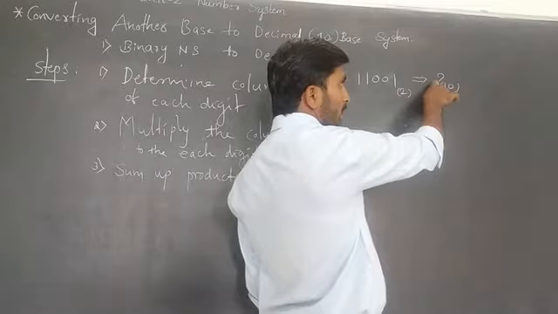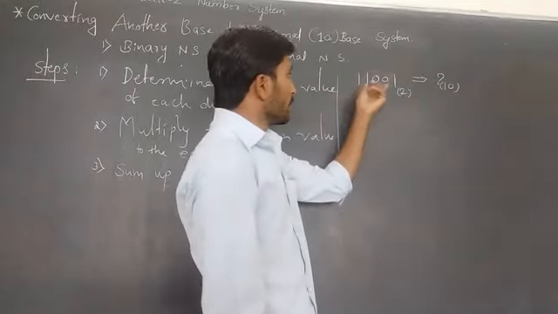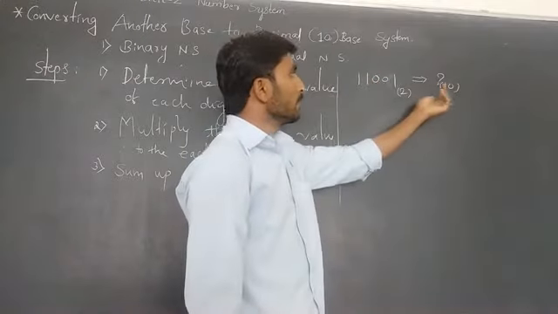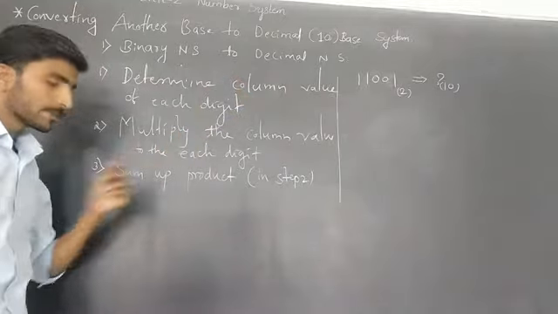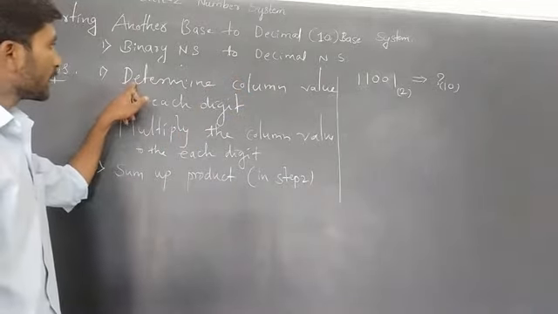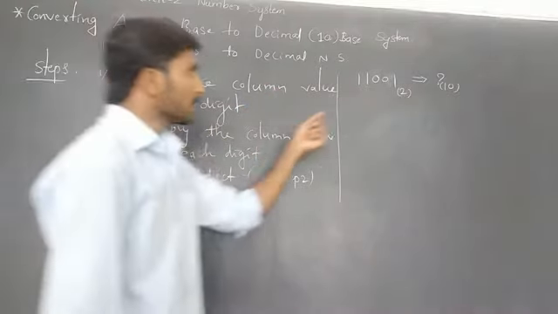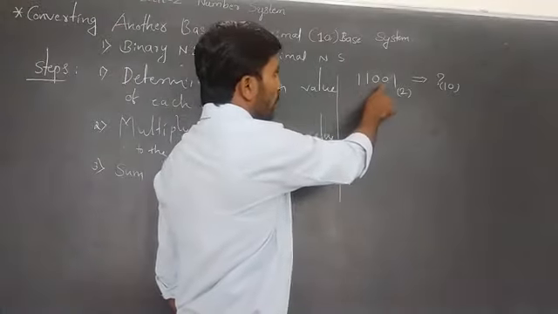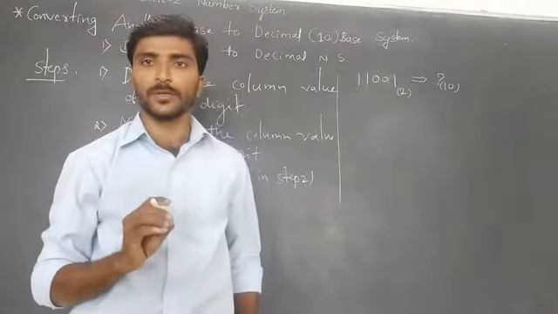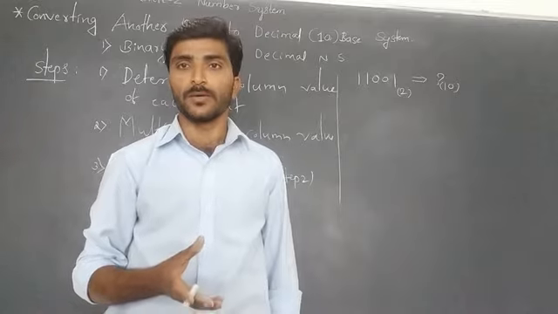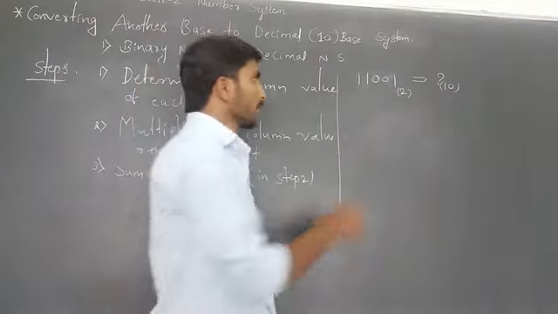There is a question mark here. So how to convert this number system to decimal number system? For that we need to follow these steps. First, determine the column values of each digit. These are the digits: 1, 2, 3, 4, 5 digits. So we have to identify the column value of each digit.